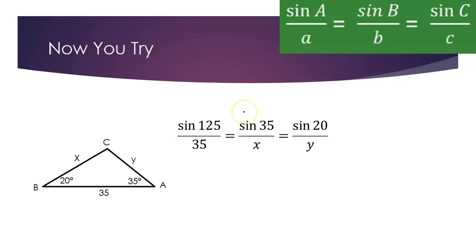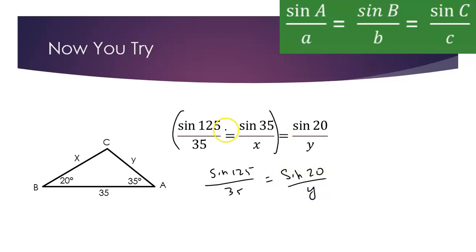What I mean by separating them later is I would take this here and write it out and solve. And then I would take sine 125 over 35 equals sine 20 over y. You just need to realize that they all have a relationship with each other. So go ahead and solve for x and y. And hopefully remember that that's 125 only because 180 minus 20 minus 35 is 125.